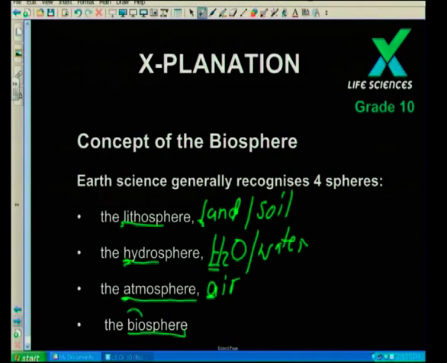Now, all of this is known as our biosphere. Look at the word bio. Biology comes from the word life. And life includes all our plants, all our animals, all our microorganisms in the soil, in the water, in the air. Everywhere where you find life is known as the biosphere. Let's move on, we're going to look at every one of these concepts in a bit more detail.